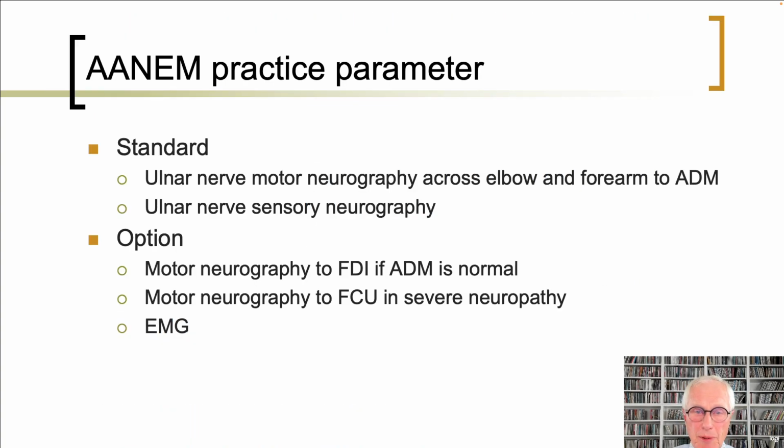AANEM has practice parameters for this, and we should measure the ulnar motor neurography across the elbow and forearm to abductor digiti minimi and do ulnar nerve sensory neurography. That is compulsory. And we can also do motor neurography to the first dorsal interosseous or the flexor carpi ulnaris if the ulnar neuropathy is severe, and EMG is helpful.